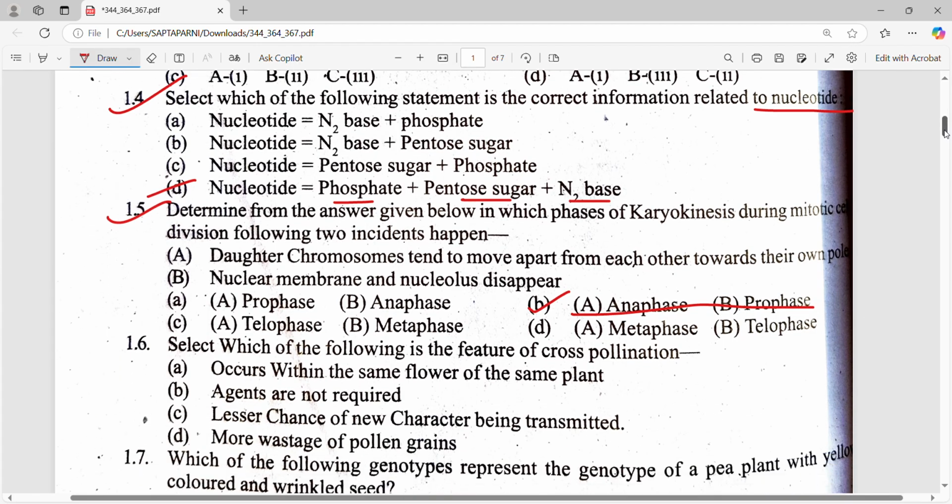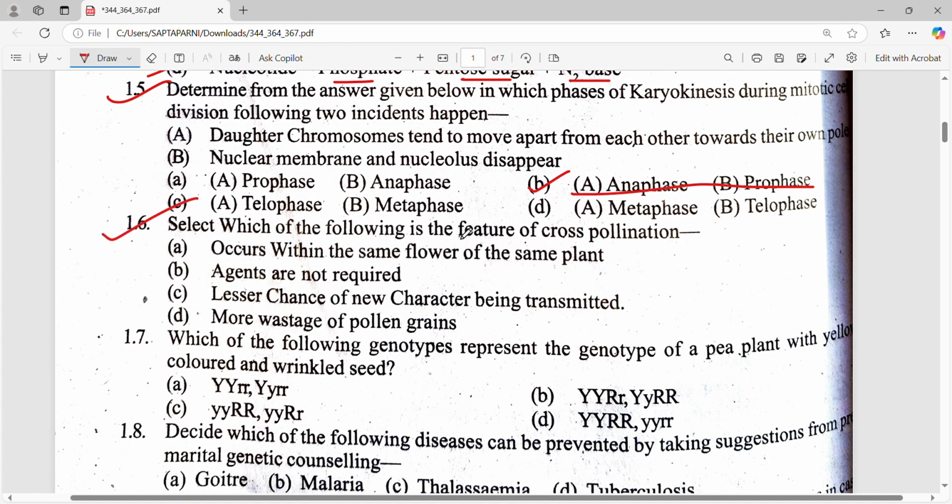Next question, select which of the following is the feature of cross-pollination. In cross-pollination, more wastage of pollen grains is seen. So the correct answer is option D. Which of the following genotypes represents the genotype of a pea plant with yellow colored wrinkled seed? Yellow is dictated by the dominant allele, so obviously there would be one capital Y allele there, and wrinkled is recessive in nature, so there should be a small letter. In option A, capital Y is there and small letter is there. So the correct answer is option A.